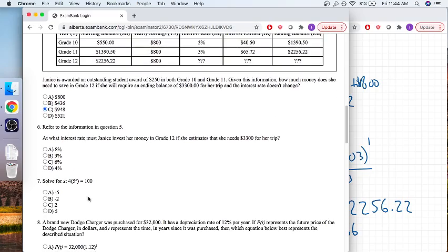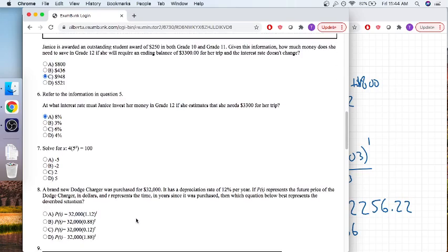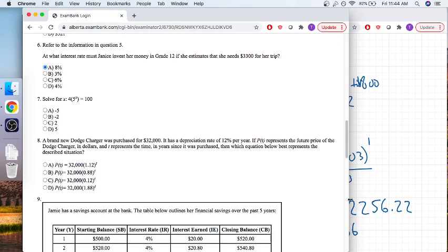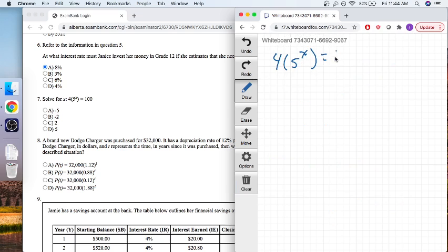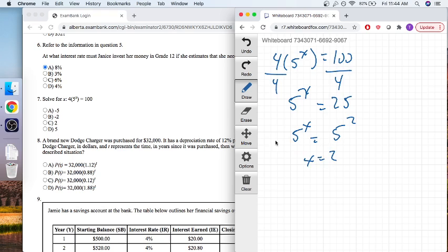Okay. Refer to question 5. At what interest rate must Janice invest her money in grade 12 if she needs $3,300 for a trip? We did that. It was 1.079, so we're going to say 8%. Okay. Solve for x, 4 times 5 to the power of x equals 100. So we'll divide by 4, divide by 4. 5 to the x equals 25. This is 5 squared, so 5 to the x equals 5 squared, x equals 2.